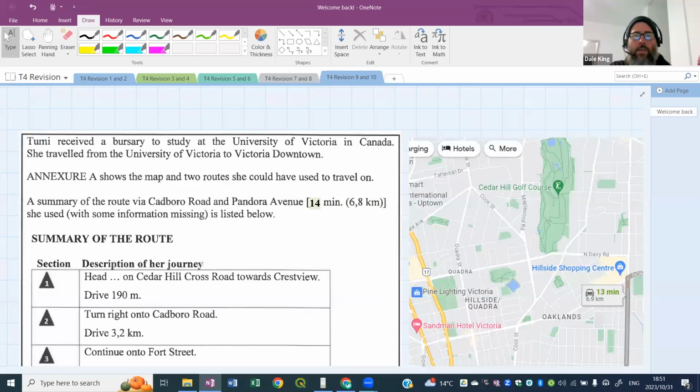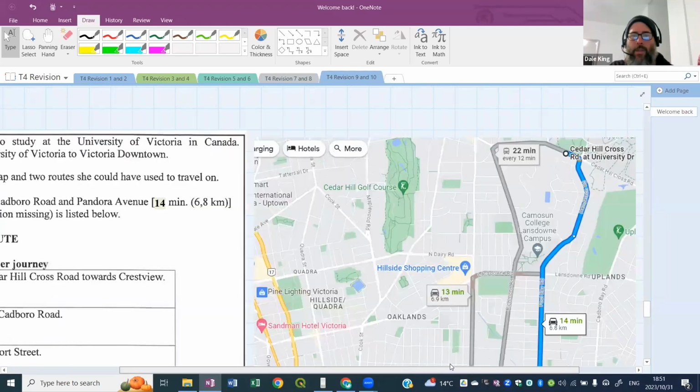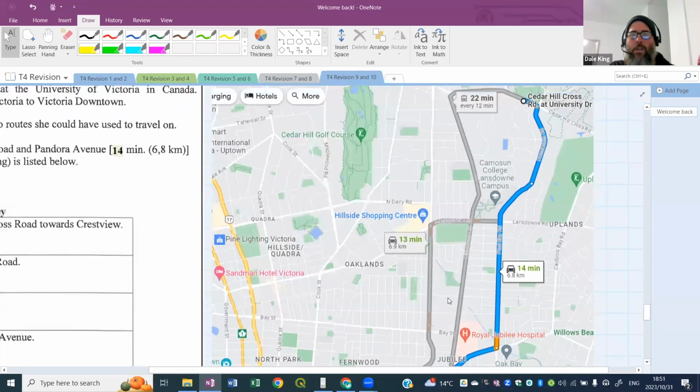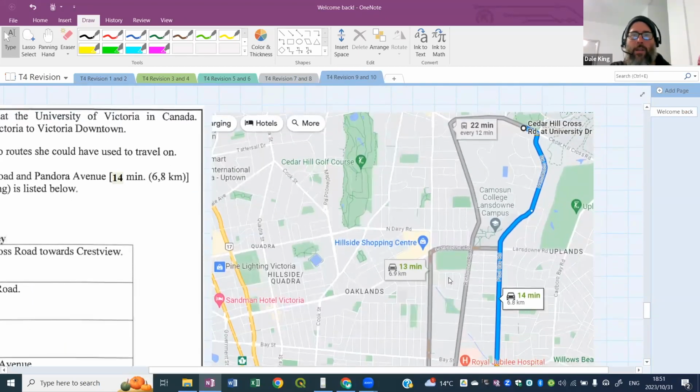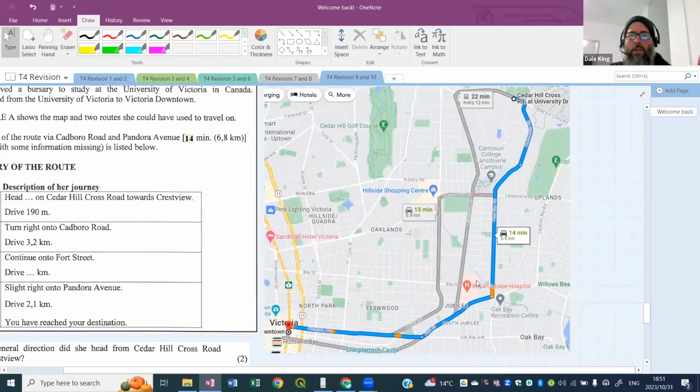All right, so on the right-hand side, we should have a map. In fact, there are 3 routes, okay? So we're going from the top there, the top left. I'll zoom out a little bit. We're going from the top left there. You can see the start of the route is up here.